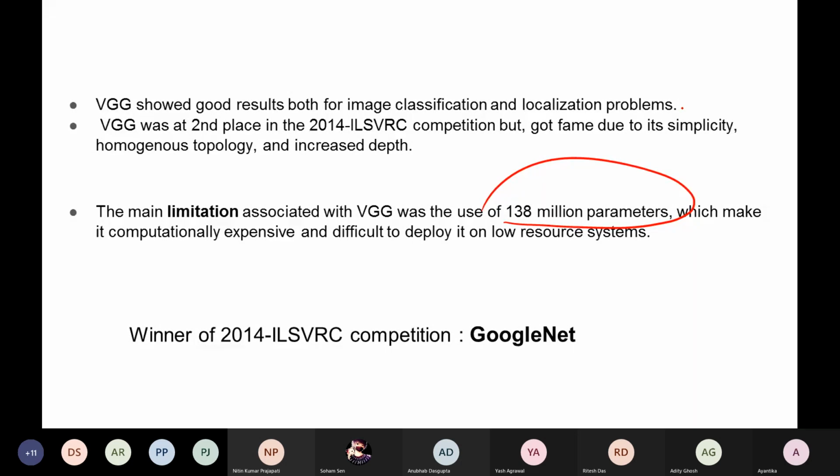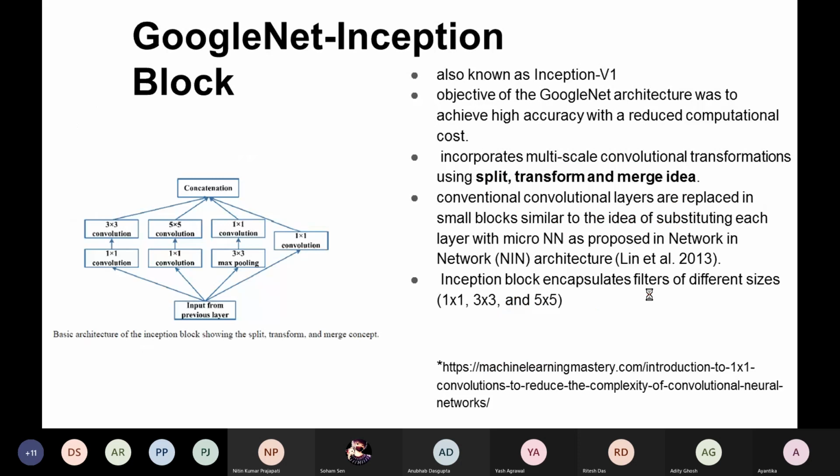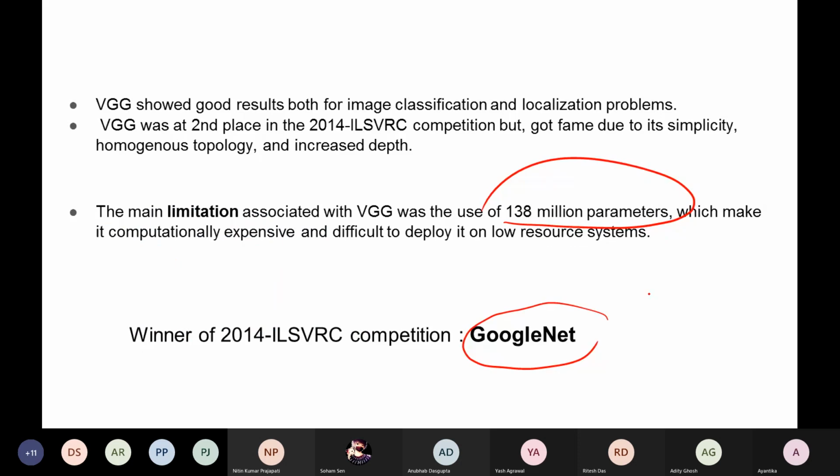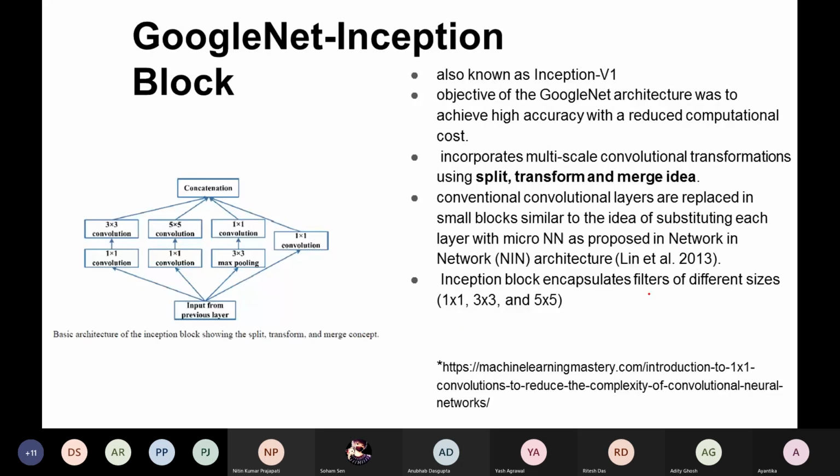Okay. One similar direction of research actually came in parallel, GoogleNet and VGG came in parallel, where GoogleNet proposed one inception block.